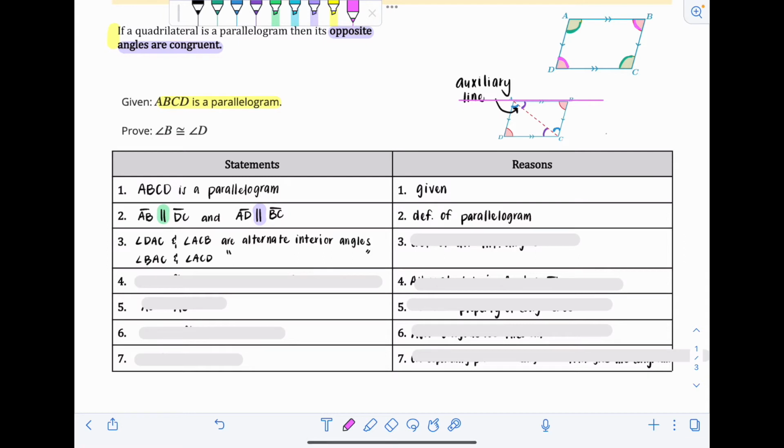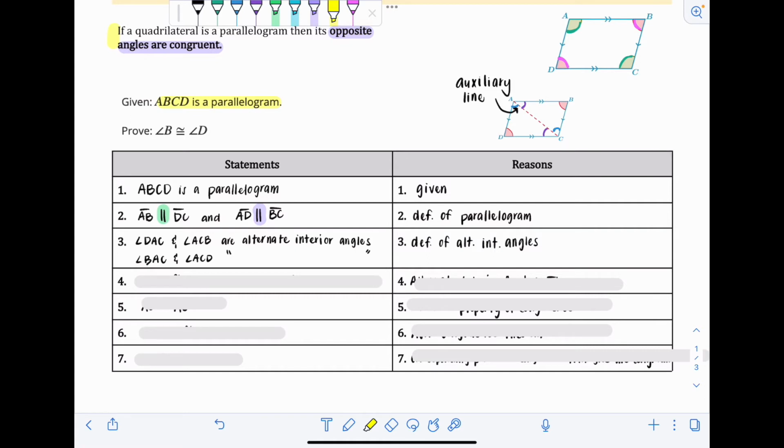If this is a set of parallel lines and this is the transversal, those angles are inside the parallel lines and on opposite sides of the transversal from each other. So by definition, they are alternate interior angles. For our reason for 3, we would write definition of alternate interior angles. Keep in mind that for statement 3, the quotes just mean exactly what's written above it: those 2 pairs of angles are alternate interior angles, and the reason is the definition of alternate interior angles.